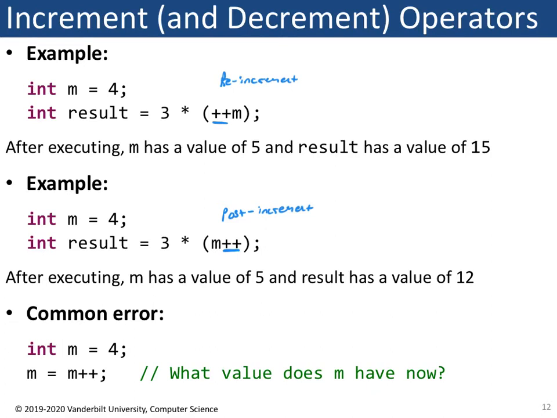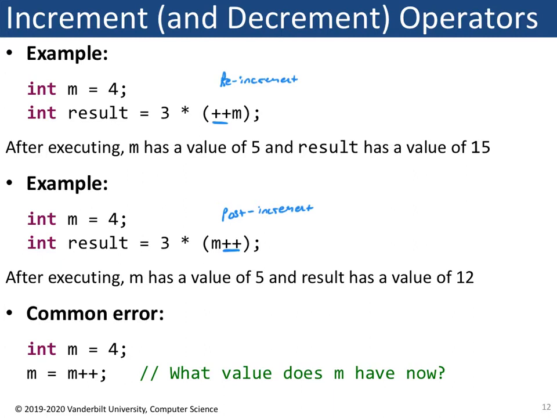In a post-increment situation, which we show below, we have m equals 4 and result equals 3 times m plus plus. M plus plus is going to return the value of m first and then increment. So the value of m is returned, and we multiply 3 times 4, and that's stored into result. So result takes on the value 12. After the value 4 is returned from m, it then increments m to 5. So in both situations, the ending value of m is 5.